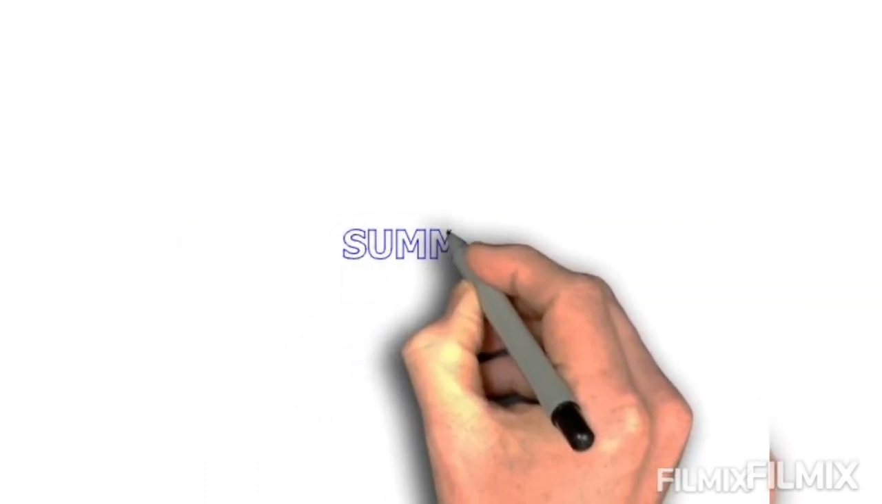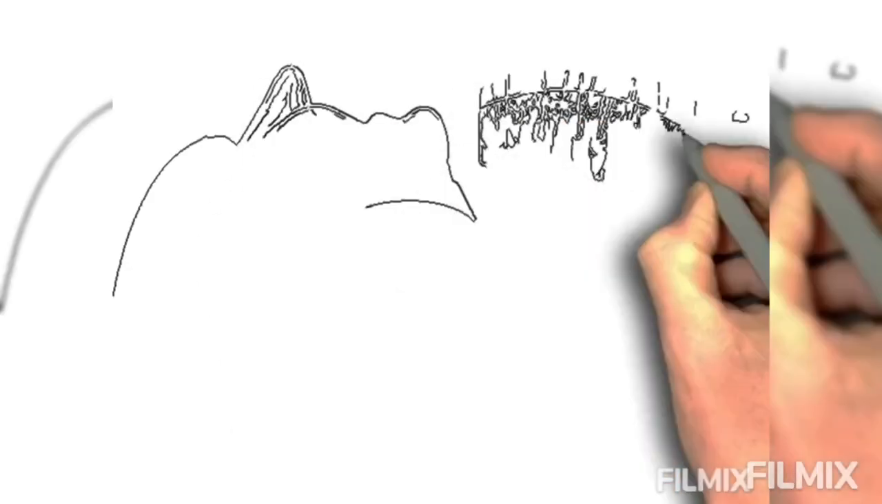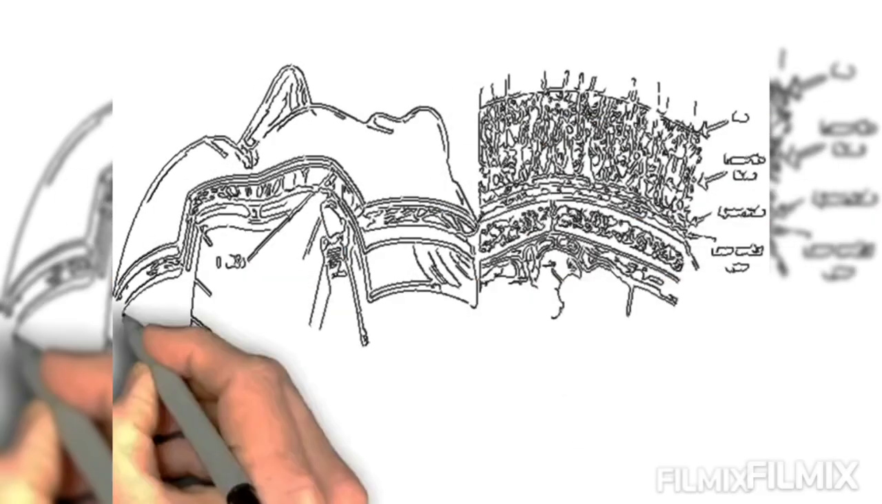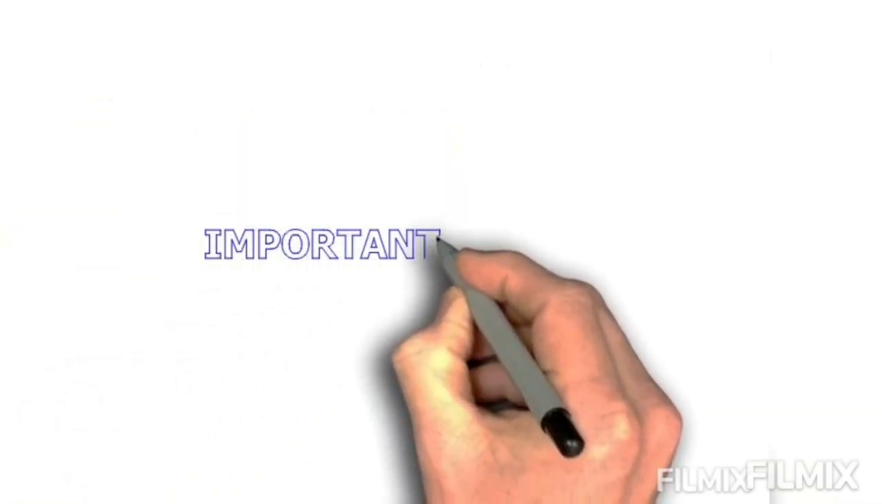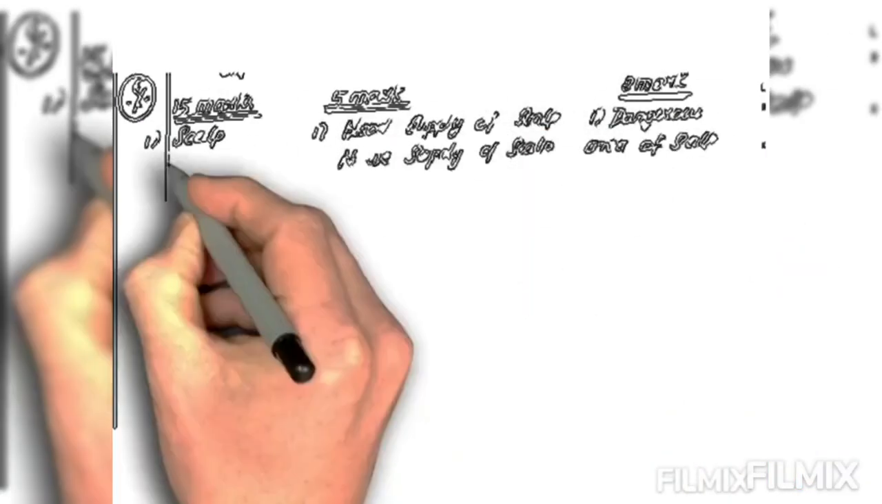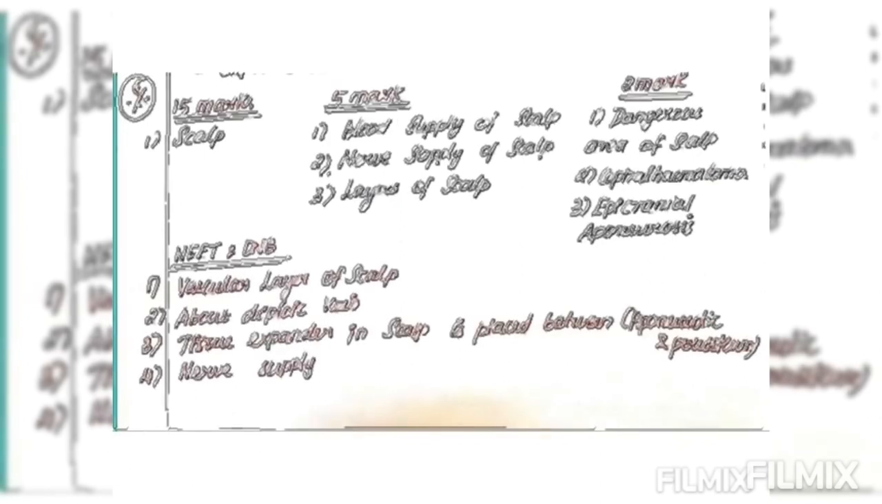Now let's see the summary of the scalp. The summary of the scalp: S for skin, C for subcutaneous connective tissue, A for aponeurosis, L for loose areolar tissue, P for pericranium, which can be given, and these are the important questions usually asked in the exam. Make use of it, it will be very useful.